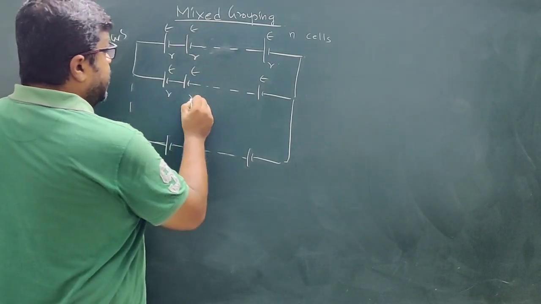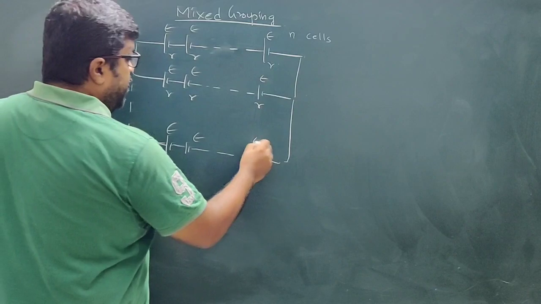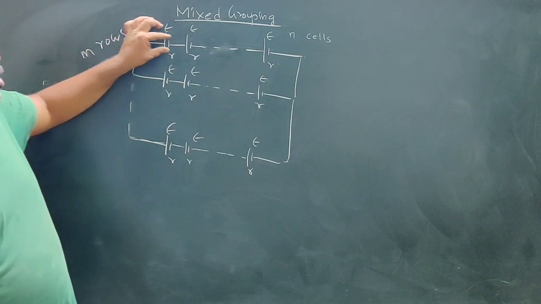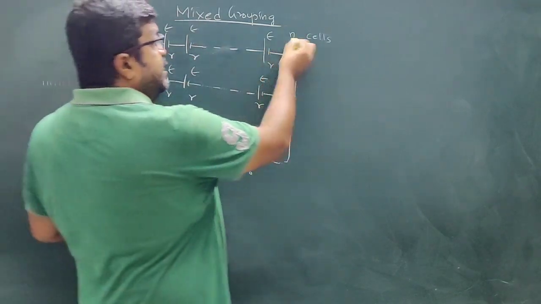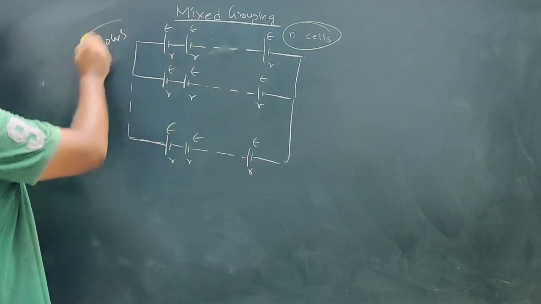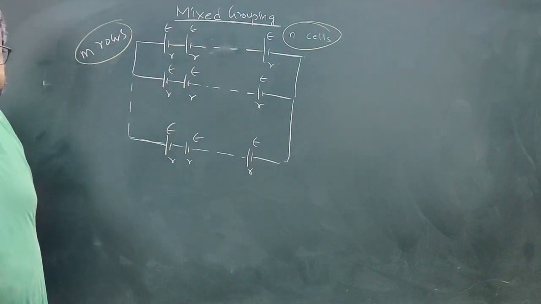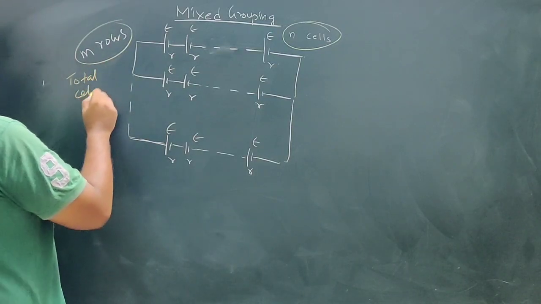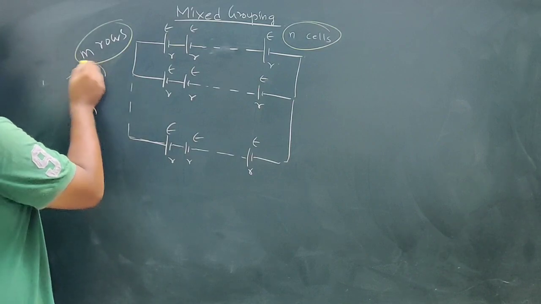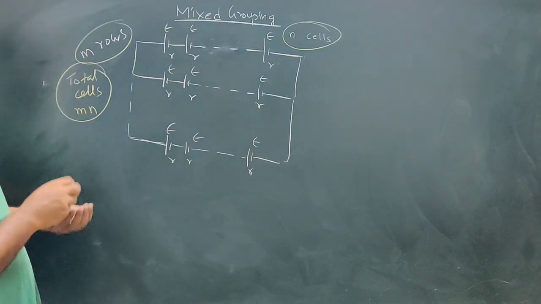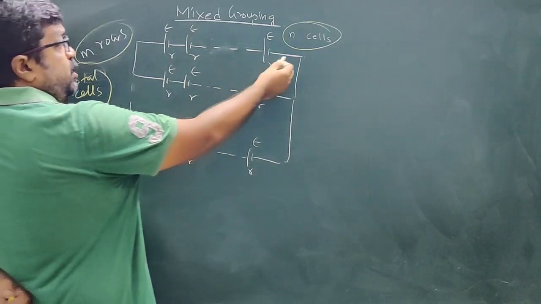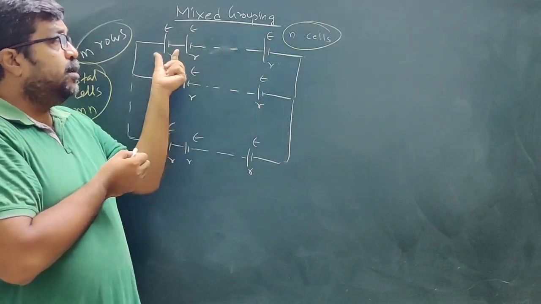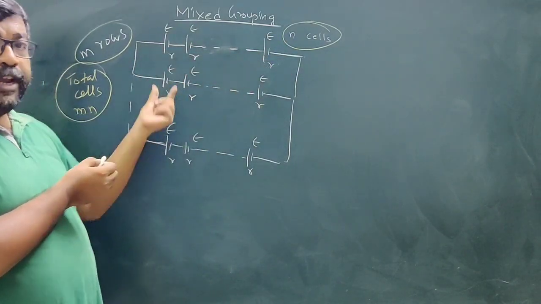So all the cells are identical, each of EMF E and internal resistance r. In one row we have n cells, and there are m rows. So what will be the total number of cells? It will be m into n. Total cells is m into n. Now what is the internal resistance of one row? r, n times, so it will be nr.